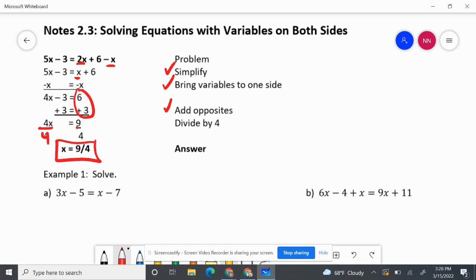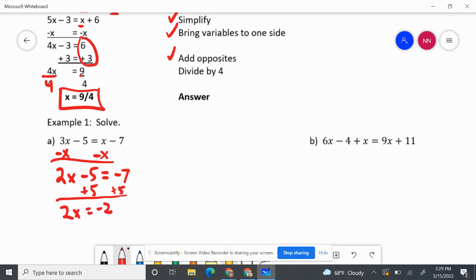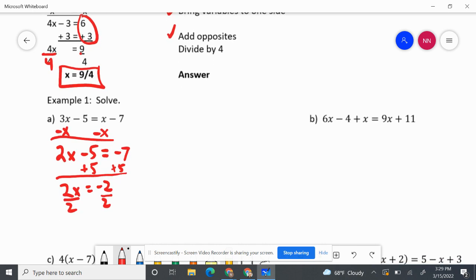So looking at example 1, the first thing that I want to do is simplify. It's already simplified on both sides. So next, I'm going to get the x's on one side. 3x minus x is 2x. And then I'm going to add the 5. And I get 2x is equal to negative 2. And then I divide it by 2. And I get x is equal to negative 1.